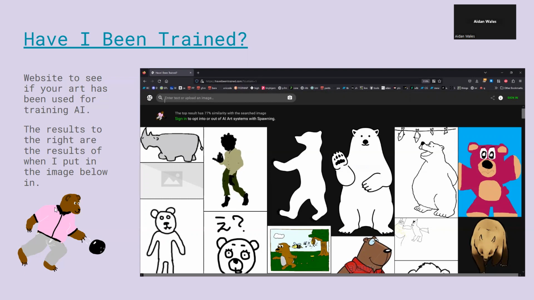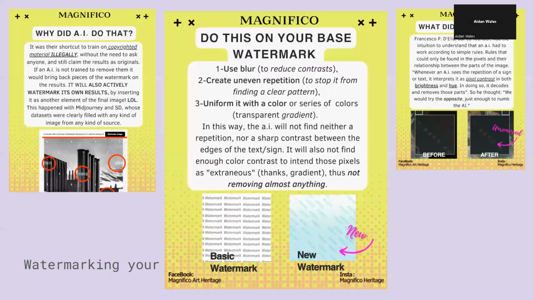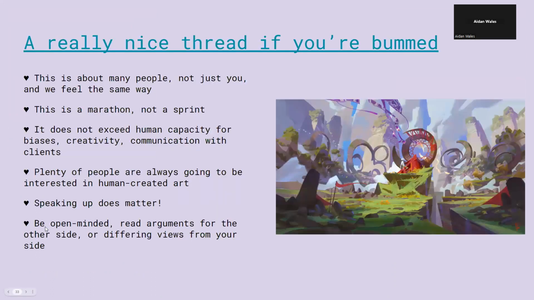But that's because I'm inputting an image rather than inputting text. And so again, those AI image generator models tend to pick from, I guess, more well liked or more popular artists. No one knows exactly how it works, but that's how it works, I guess. Anyways, for artists, here's a way to watermark your stuff. Here's a really nice thread if this bums you out.